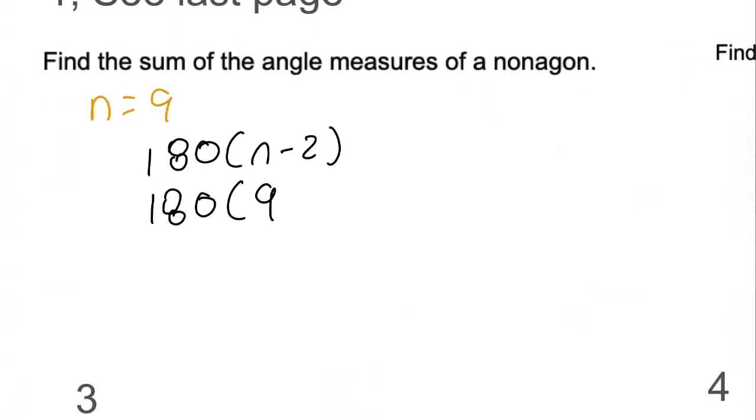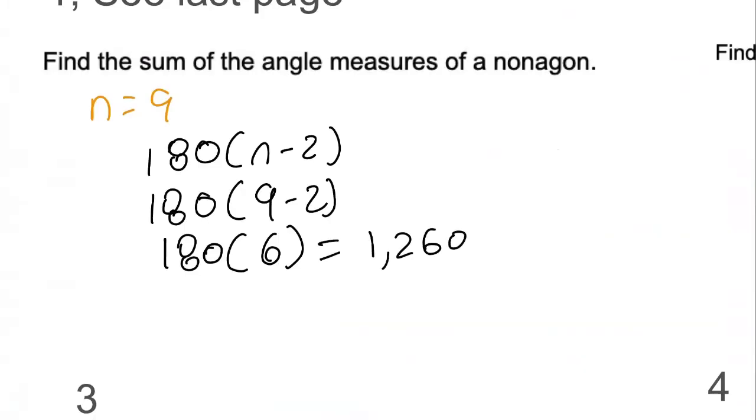The number of sides, 9 minus 2 is 6. Use the calculator, multiply it by 180, and you should get 1,260.